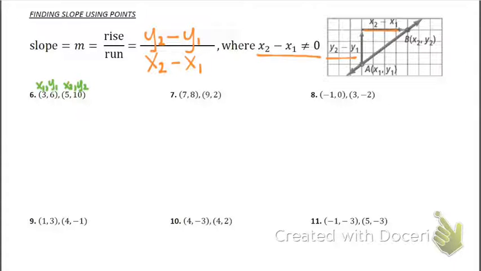And then I just plug them into the formula. So I left you guys a lot of room. M equals y2. Ladies and gentlemen, what are we using as y2? 10 minus y1. What's y1? 6 over x2 is 5 minus 3. I expect you to show this step because I need to see what you're plugging in.